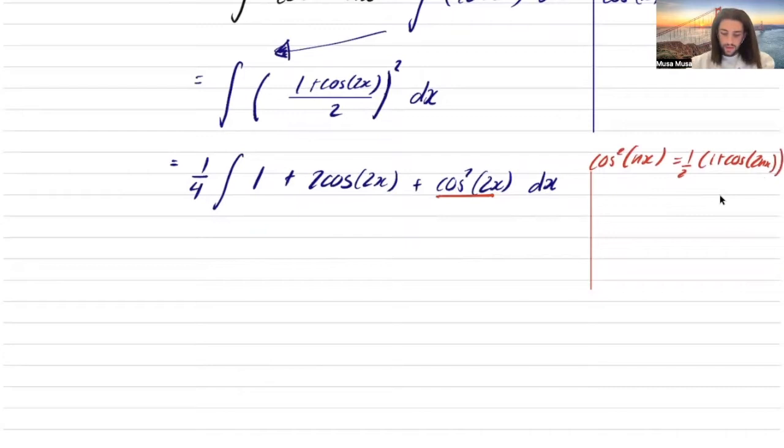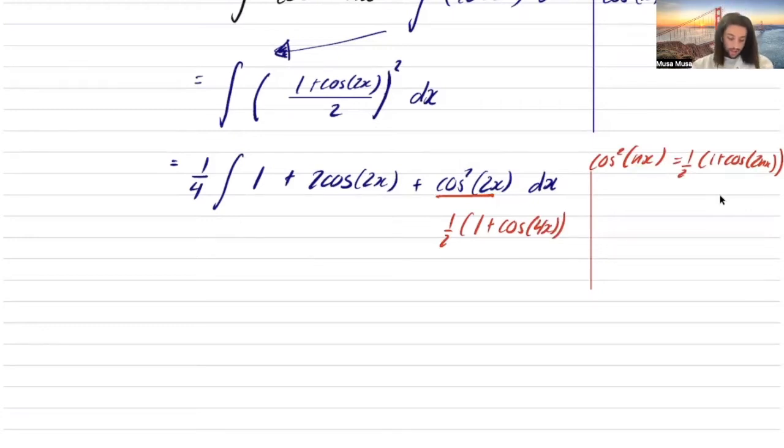So that means now that you have cos squared 2x, this thing here is going to equal a half of 1 plus cos of double that argument. So the argument is 2x, it's always going to be double that, which is why if this is nx, it's just 2 of nx. So this is going to be cos of 4x, like that.